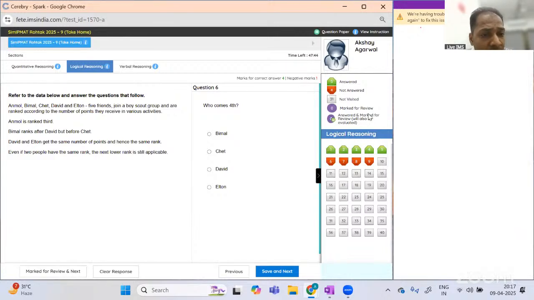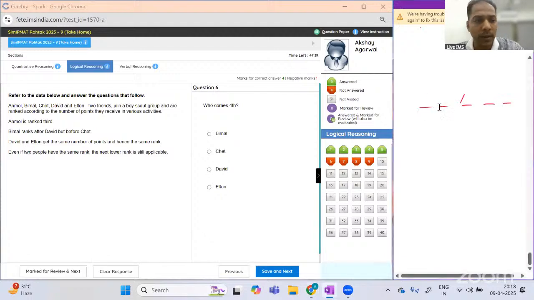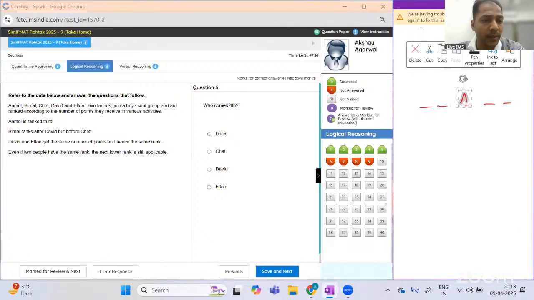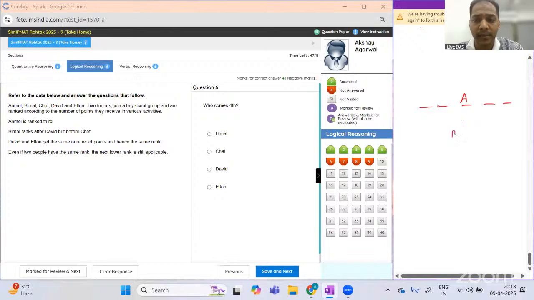A, B, C, D, E are 5 friends who join a Boy Scout group and are ranked according to the number of points they received in various activities. Anmol is ranked third. Vimal ranks after David, but before Chet.